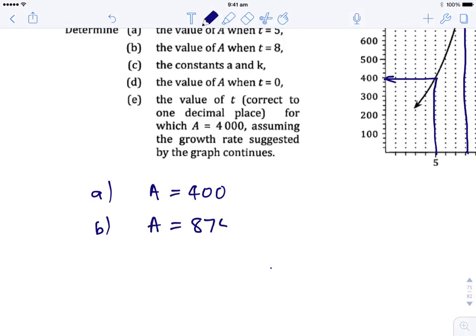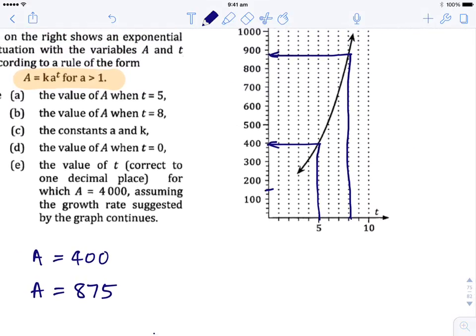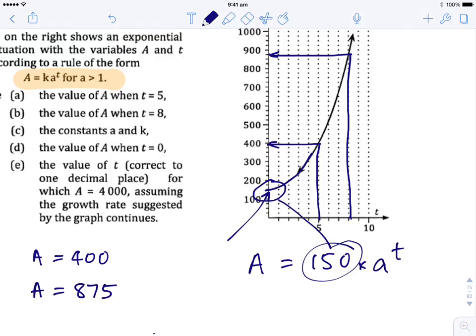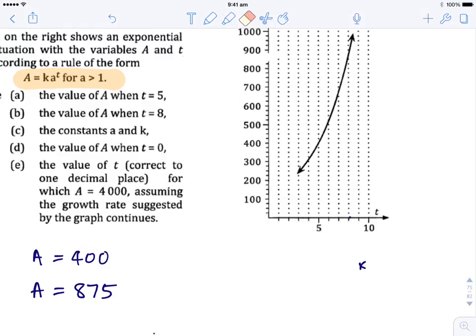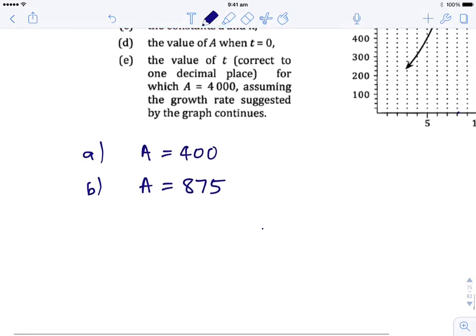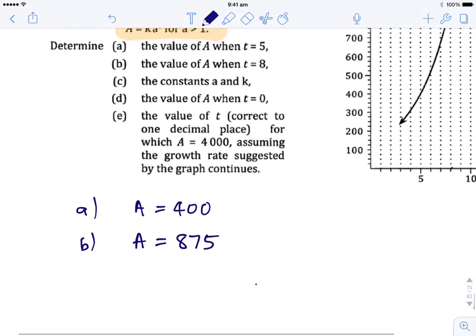So I can say a is equal to 875. Now you might notice in our last ones, our exponential graph, we had a starting value like this, so we could identify this initial starting value. So when I came up with the formula, I could have said something like that's 150 times a to the power of t. That value at the start is always that point right there. In this one here, however, it does not stretch back that far. We cannot see where it's going to go through the y-axis, so we need to do a little bit more work here. Hence, now I've got 2 points, I'm going to be able to do that. So part C asked me to find the constants a and k.